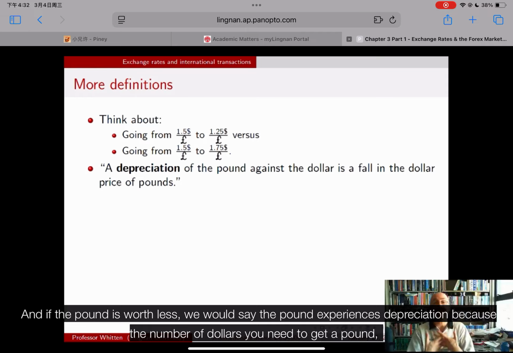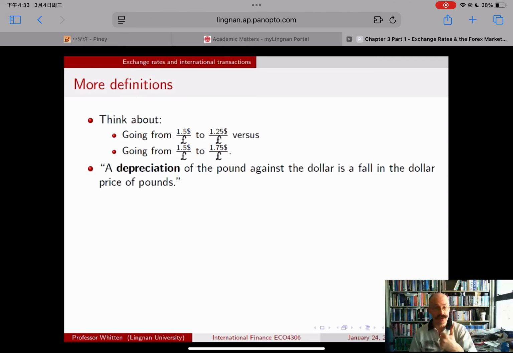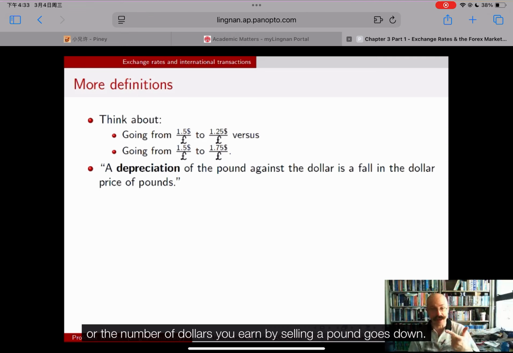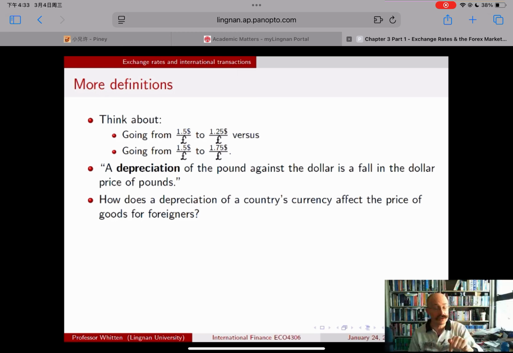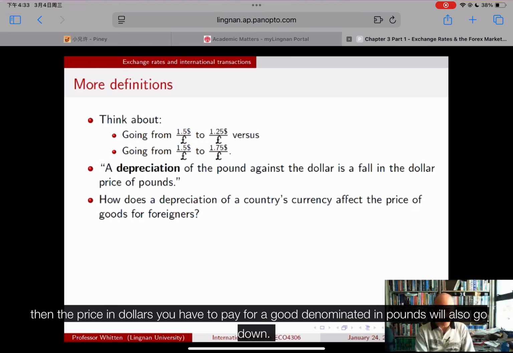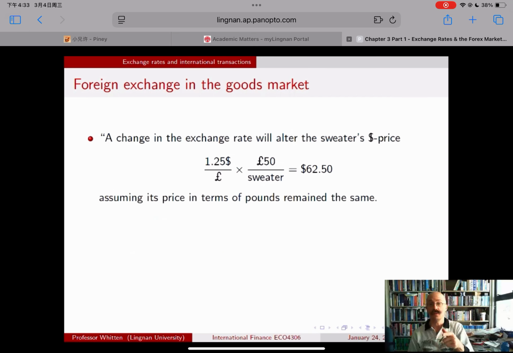And if the pound is worth less, we would say the pound experiences depreciation, because the number of dollars you need to get a pound, or the number of dollars you earn by selling a pound, goes down. And if the price in dollars you have to pay for a pound goes down, then the price in dollars you have to pay for a good denominated in pounds will also go down. We saw that here.